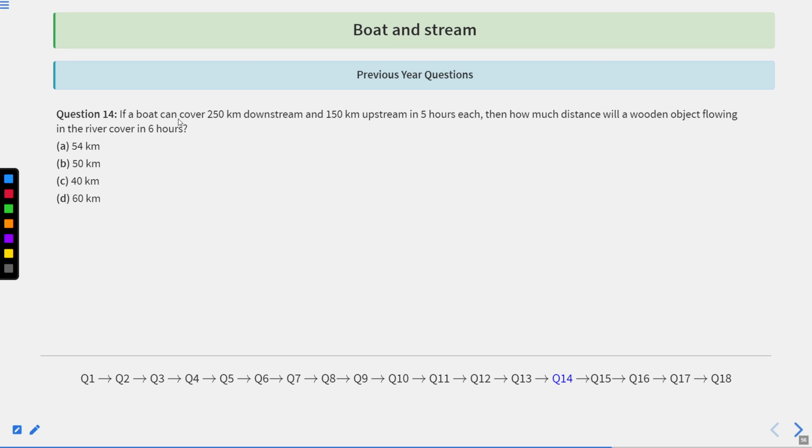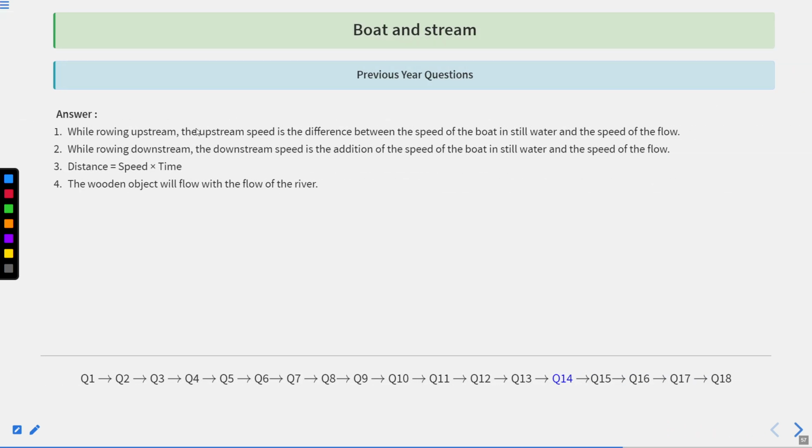Now, if a boat can cover 250 km downstream and 150 km upstream in 5 hours each, then how much distance will a wooden object flowing in the river cover in 6 hours? So let me just quickly highlight a few points. While rowing upstream, the upstream speed is the difference between the speed of the boat in still water and the speed of the flow.